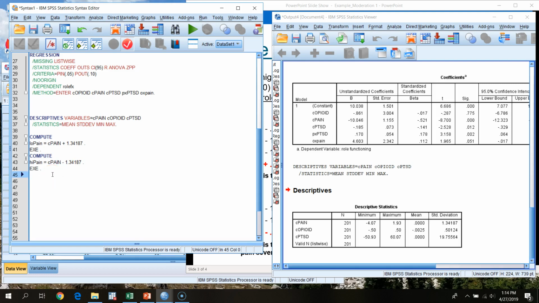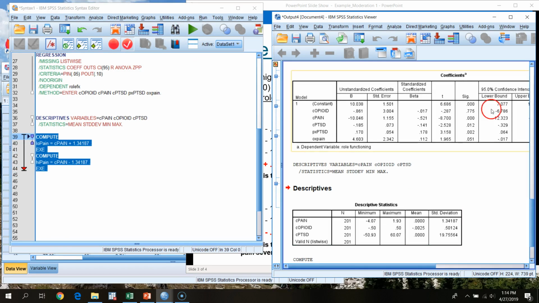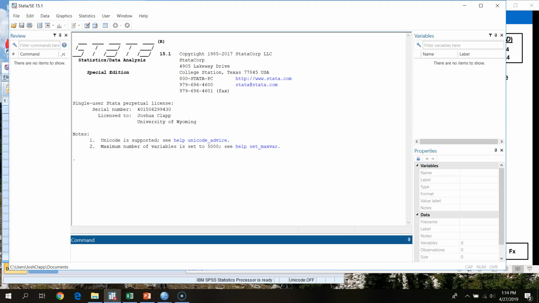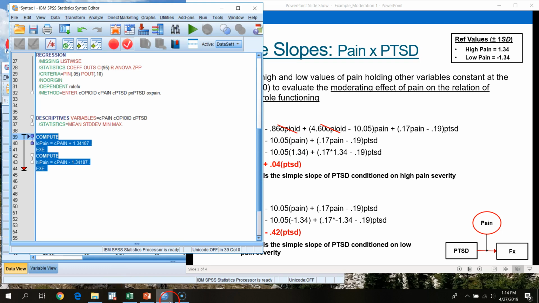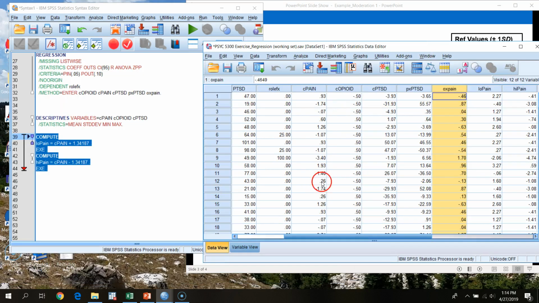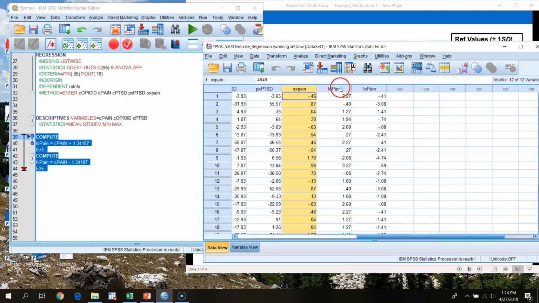So just watch this as you're working on this: when we're recentering our moderator to be consistent with high and low levels, to get low levels, we add a standard deviation. To get high levels, we subtract a standard deviation. Okay, so I'm going to run this, get this out of the way, and we're going to see that I now have a variable for low pain and a variable for high pain.